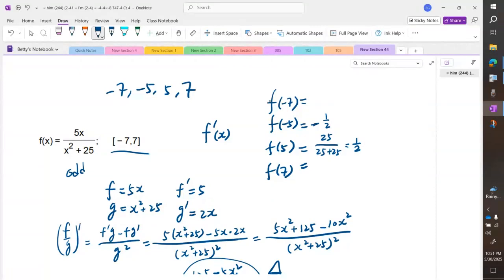All right, I hope you still remember odd function, even function from pre-cal. If you don't remember, it's still okay. You just need to plug in -5. You would have the same result. And now I'm going to plug in 7. If I plug x equals 7 into the function, the numerator is going to be 35. Denominator: 7 squared is 49 plus 25. 35 over, what is 49 plus 25? 74.